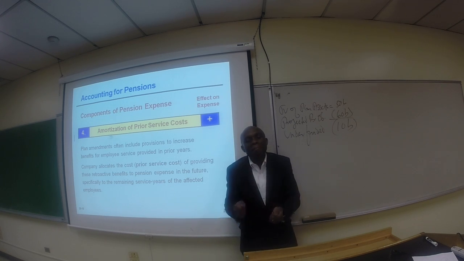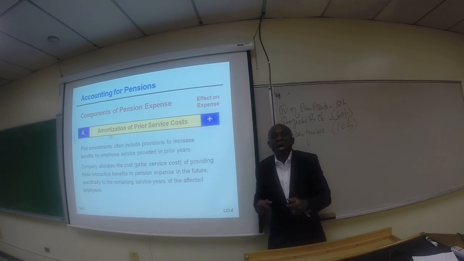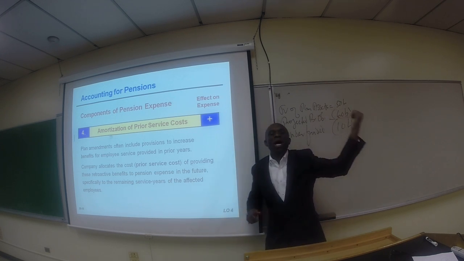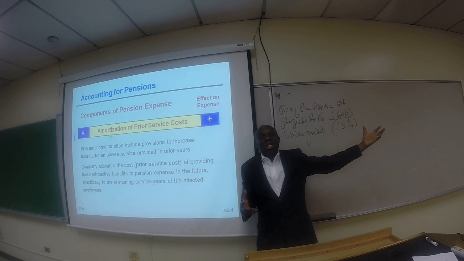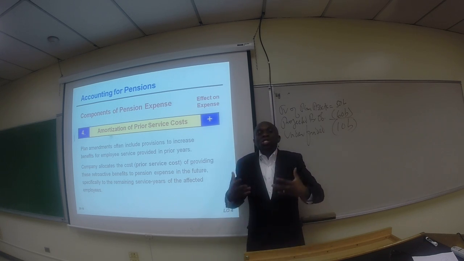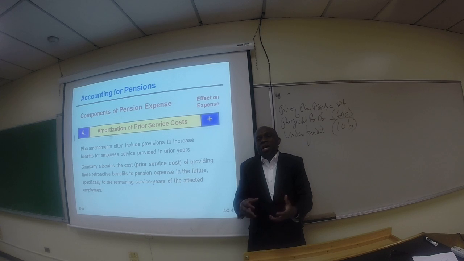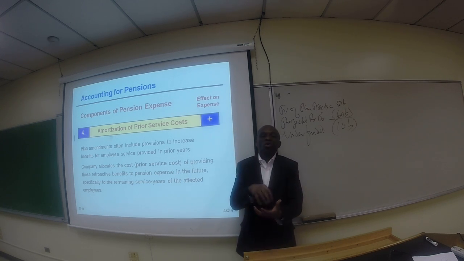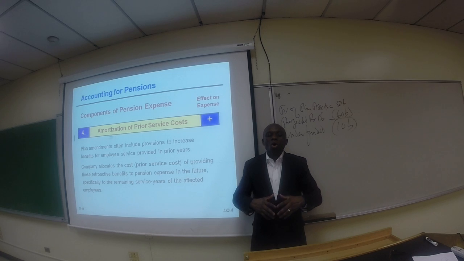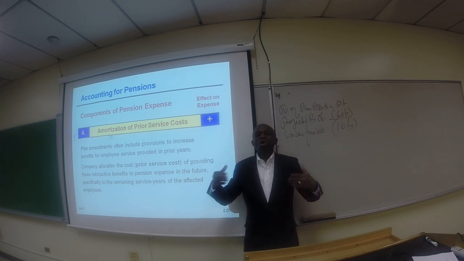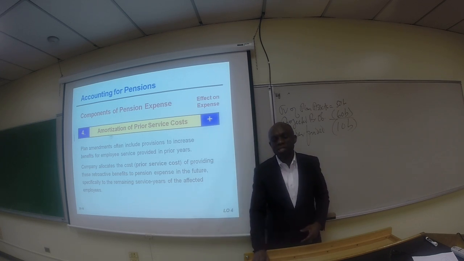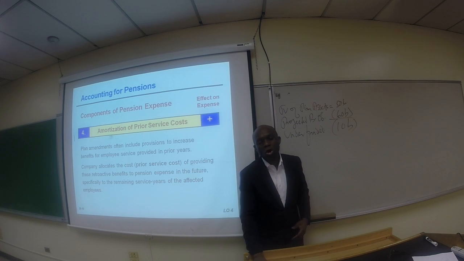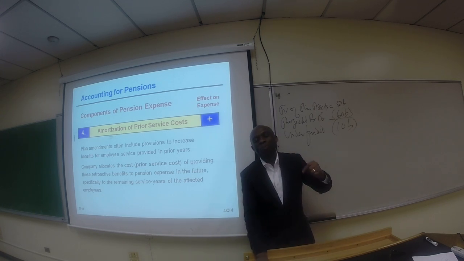So the plan is being amended. When we amend the plan, we are not going back retroactively to do the calculation. So whatever amount they are entitled to, that we should have calculated and did not calculate, we call it prior service cost. And the prior service cost cannot be charged 100% to the current year. We have to spread it over the remaining service years of those employees that we affected. So we say we have to amortize the prior service cost over that period. So that is the number 4 component. The effect on pension expense is a plus.